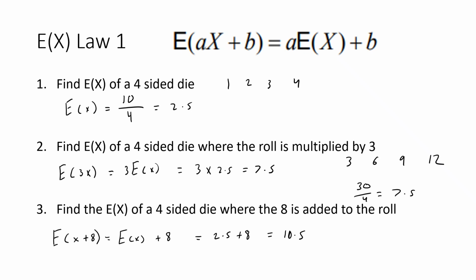And another way to do this is just by adding 8 to all the rolls. So instead of getting 1, 2, 3, and 4, we can have 9, 10, 11, and 12. Overall, that would give us 42 over 4, which gives us 10.5 as well.